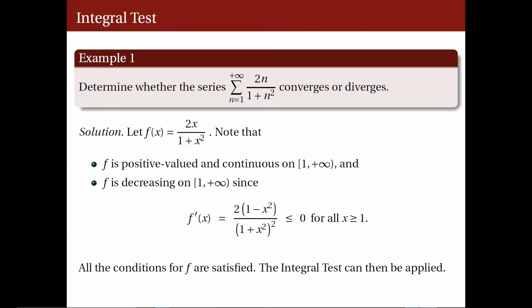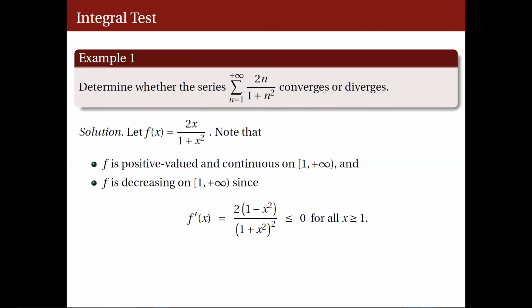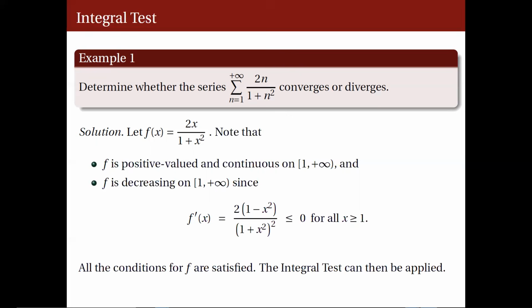Yung sa numerator naman, for all x greater than or equal to 1, 1 minus x squared is less than or equal to 0. Kaya f prime is less than or equal to 0 for all x greater than or equal to 1. In other words, f is decreasing on 1 up to infinity. Since all of the conditions for f are satisfied, we can now apply the integral test.